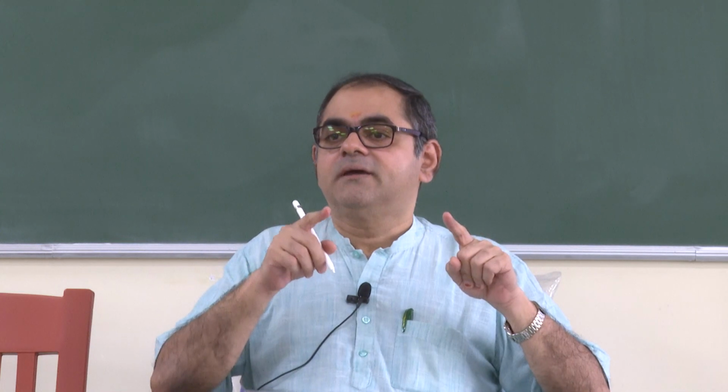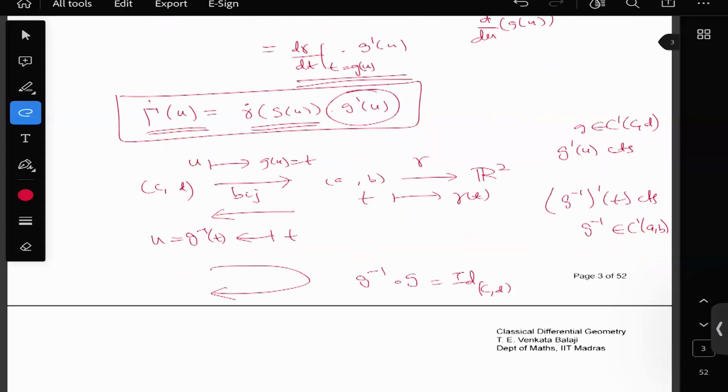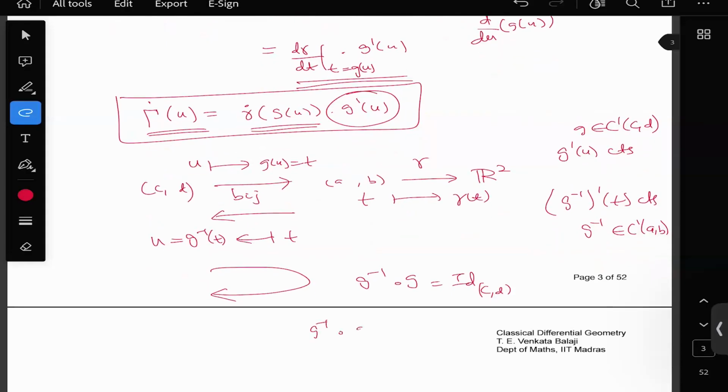What does inverse mean? It means that you go this way and come back, or you go this way and come back. These are identity maps. So if I go like this, it is first apply g, then apply g inverse, and this should be the identity map on (c, d). And the identity map on (c, d) means it's just taking u to u. So basically g inverse circle g of u should be u. That's what it means.